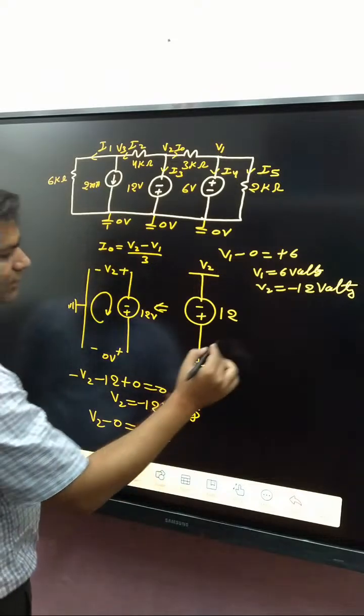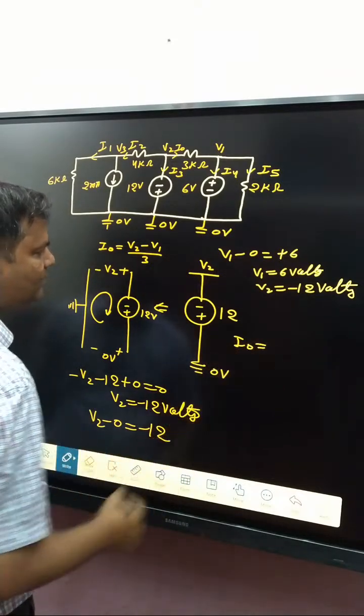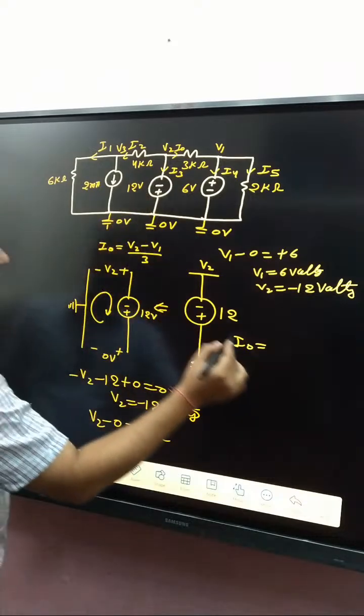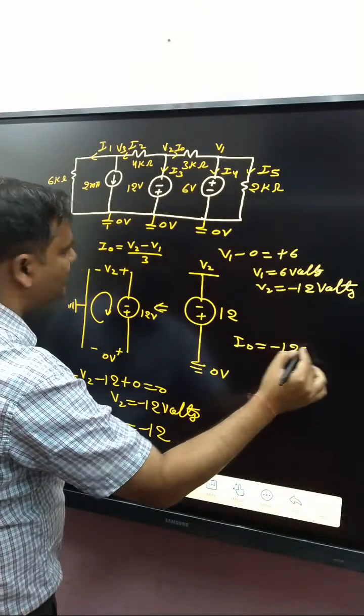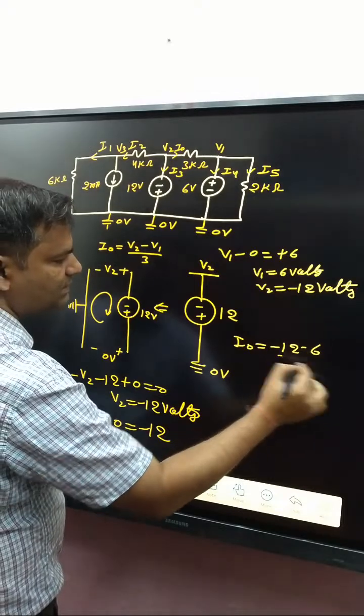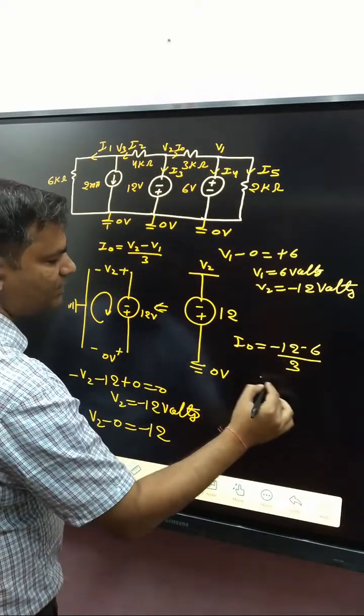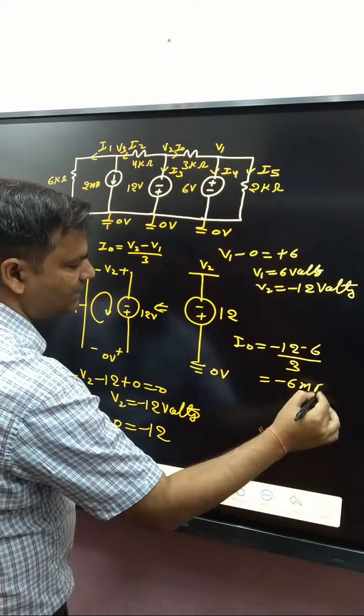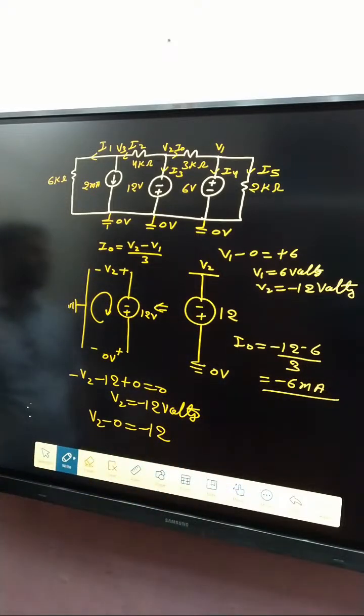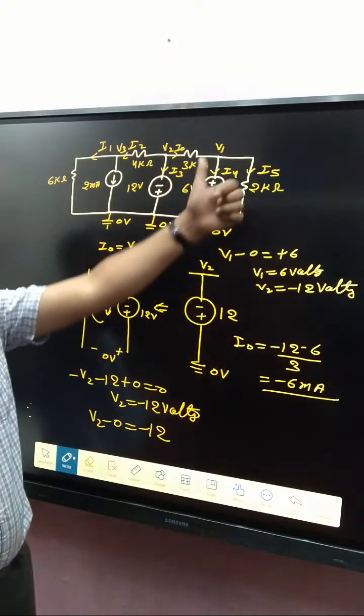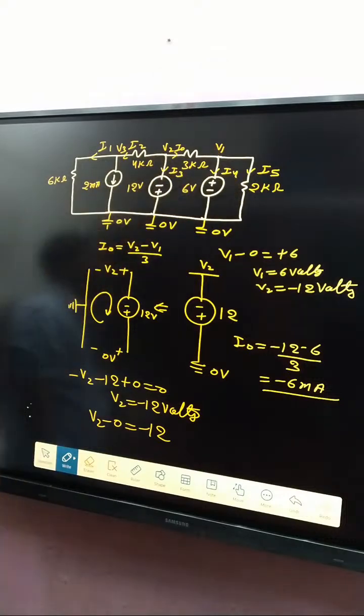And what about I naught? I naught basically, put here V2 is minus 12, and V1 is 6, divided by 3. So minus 6 milliampere is the right answer. Simple. Minus 6 milliampere means what about the direction? Basically, the I naught direction is from V1 to V2, not V2 to V1, because I naught is minus 6 milliampere.